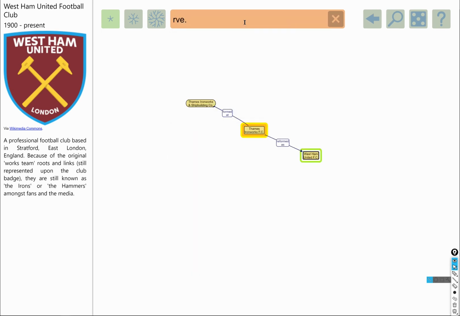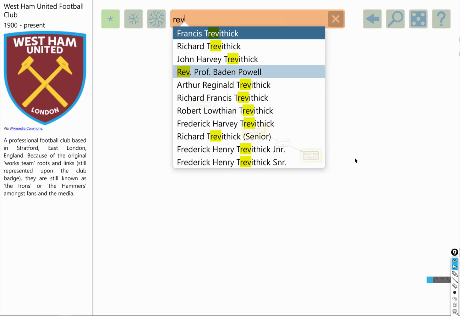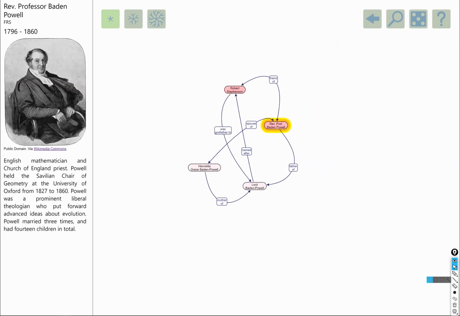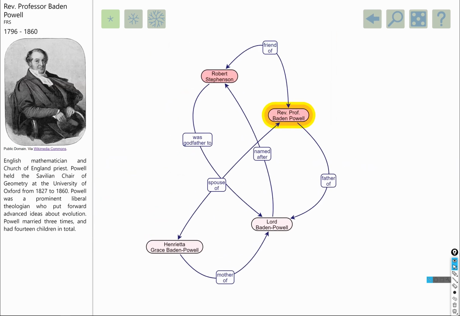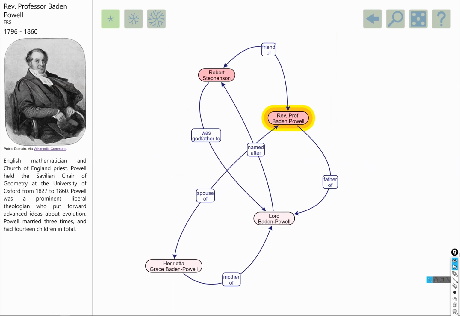Whoops, get the right name. This chap here is Reverend Professor Baden-Powell, who was a good friend of Robert Stevenson. And he is the father of Lord Baden-Powell.